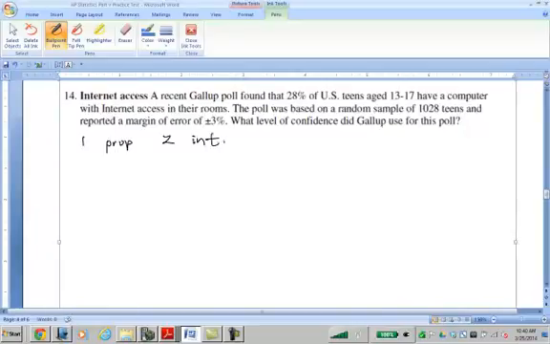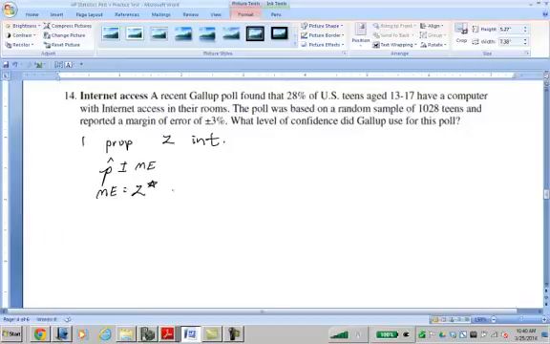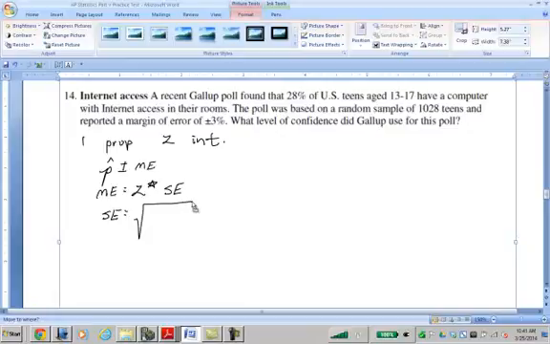Now, that means the model for this is p hat plus or minus the margin of error. The margin of error equals z star times the standard error. The standard error equals the square root of p hat times q hat over n, the sample size.